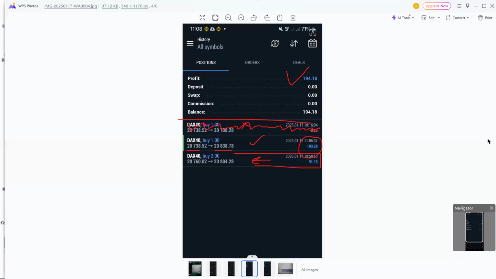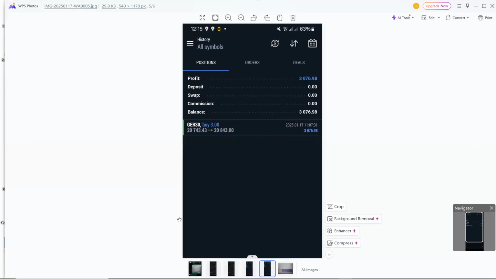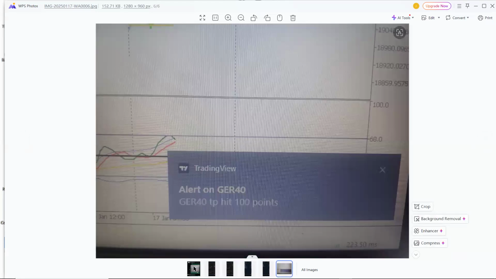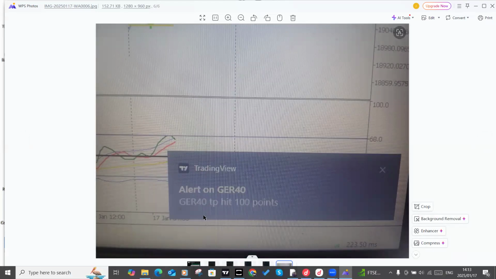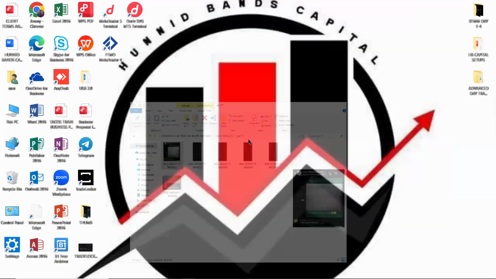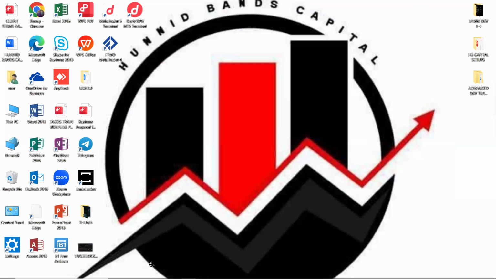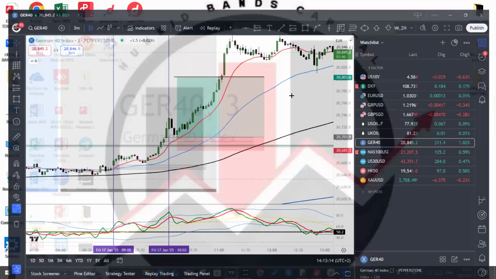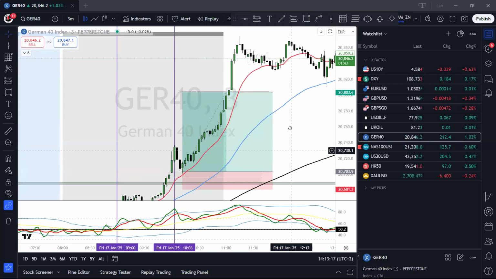We also took the trade on our prop account. Same applies. 100 points on this one as well, from 2743 to 2843, clean 100 points. So basically, this was today's trade, and we had our alert when our TP was hit. Ger40 TP hit at 100 points. So I just thought, let me come and share with you guys my trade for today. And this was just a simple, quick trade.